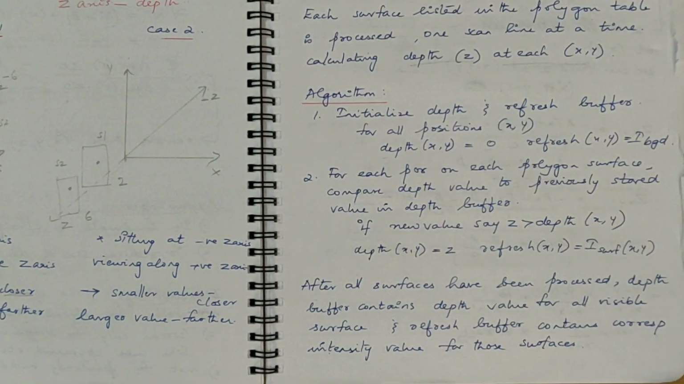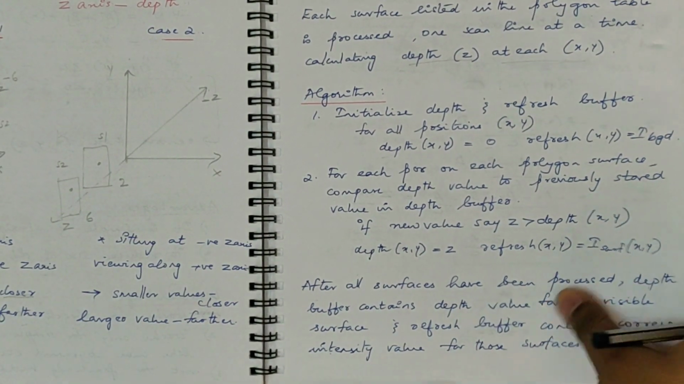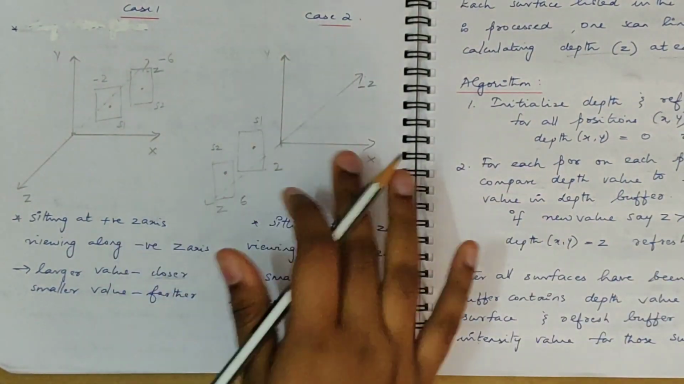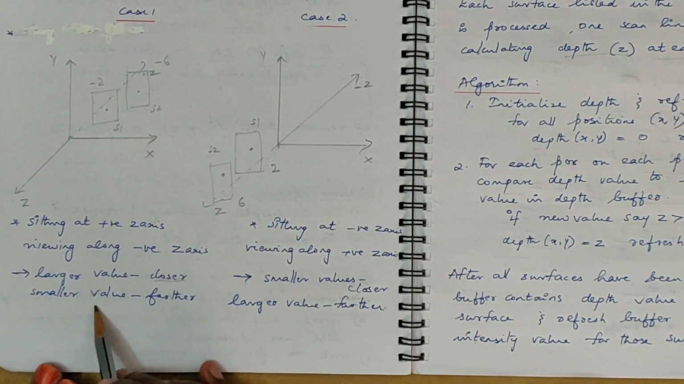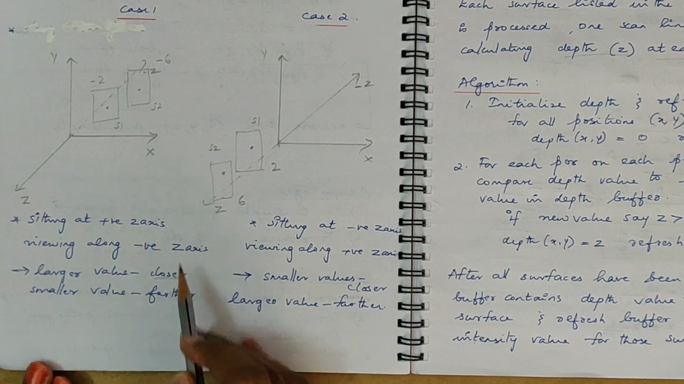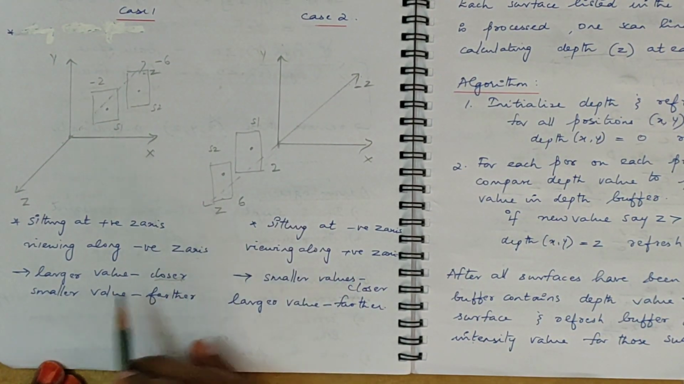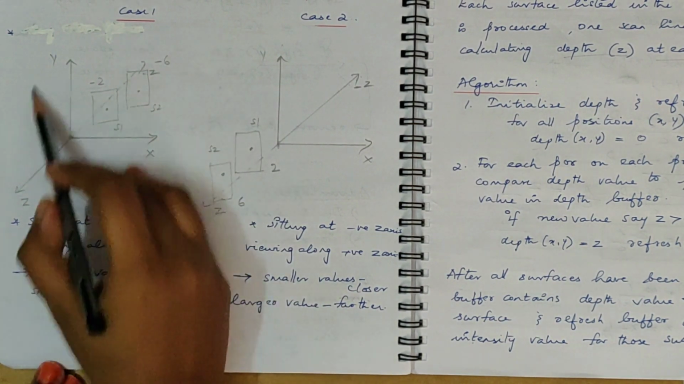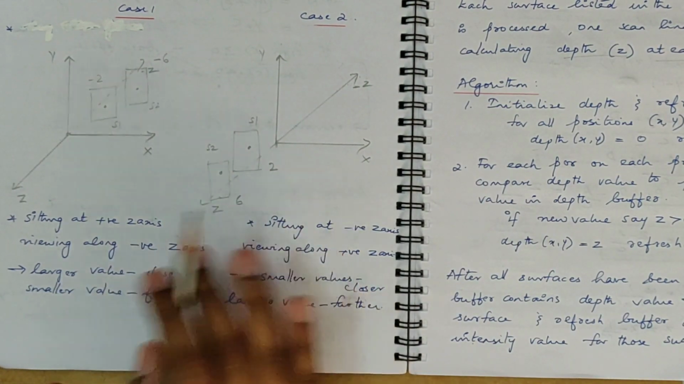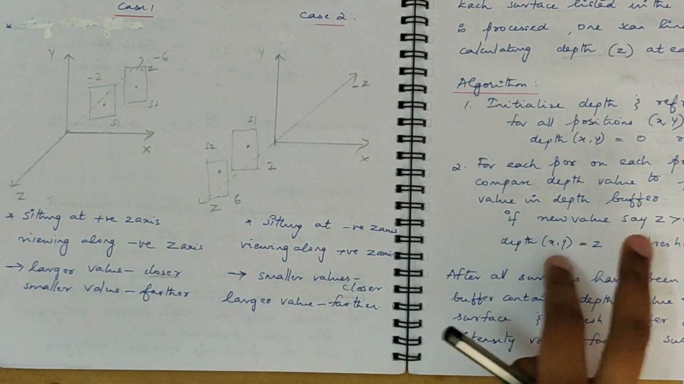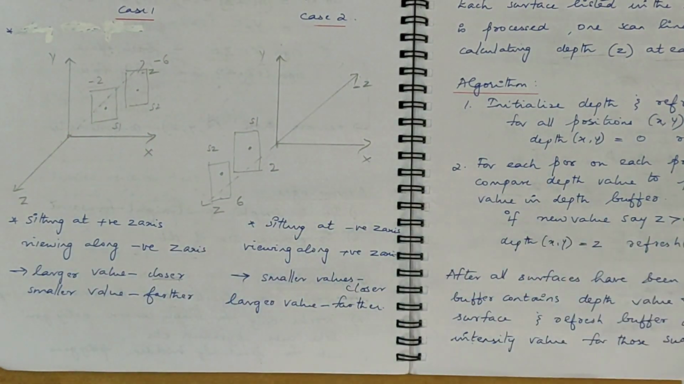So in this algorithm, you are taking the first case out of the two cases. You are sitting at the positive z-axis and viewing along the negative z-axis. So larger values are going to be the closer ones, because you are going to get a negative value for z. Larger values are closer and smaller values are farther. By taking this case, I have written the algorithm. You can consider both cases. If you take the other case, then the condition will flip. That's all.